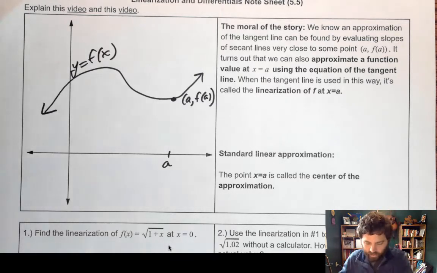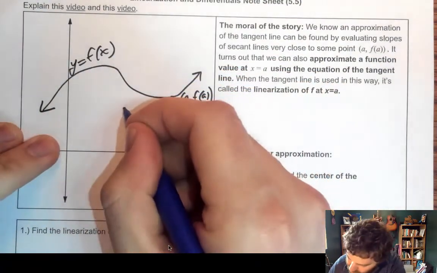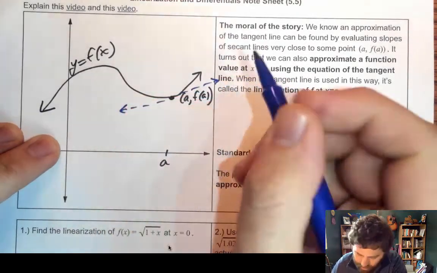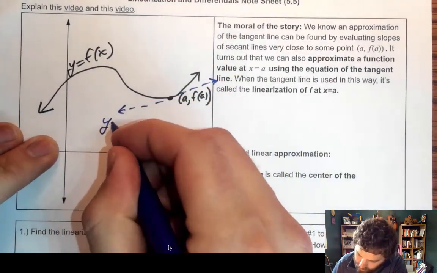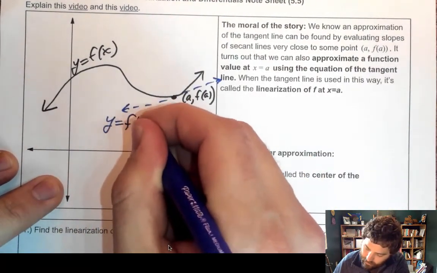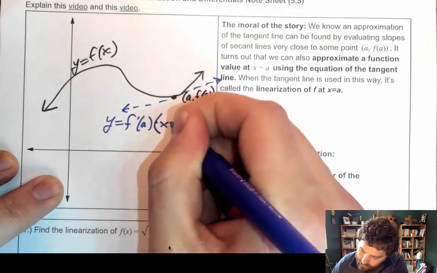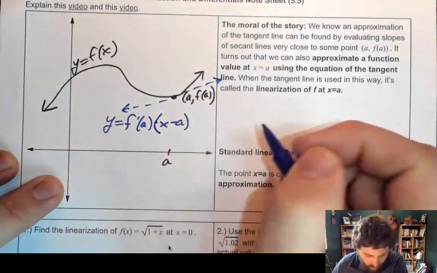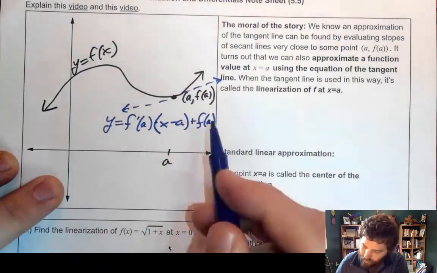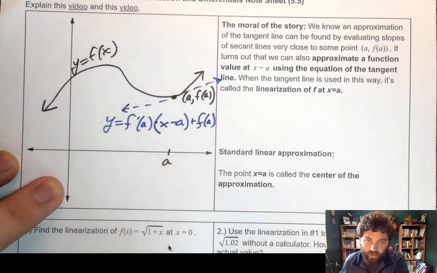But the idea here is, let me finish the sketch. I'm going to sketch in the tangent line through a comma f of a. The equation of this tangent line is y equals the slope of the tangent line at a, which is f prime of a, times x minus a, using point slope form, plus f of a. That's the y value. So point slope form, using the derivative, that's the equation of the tangent line.